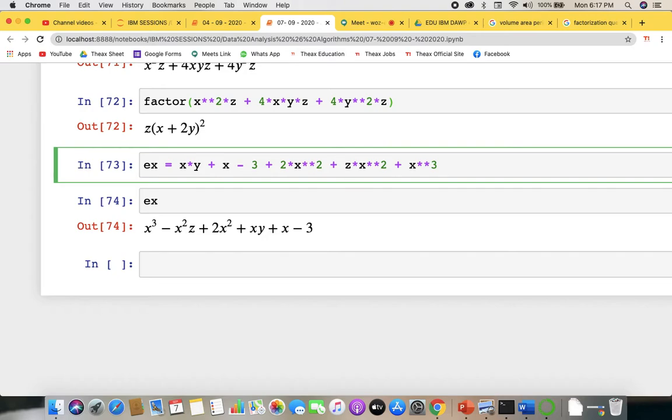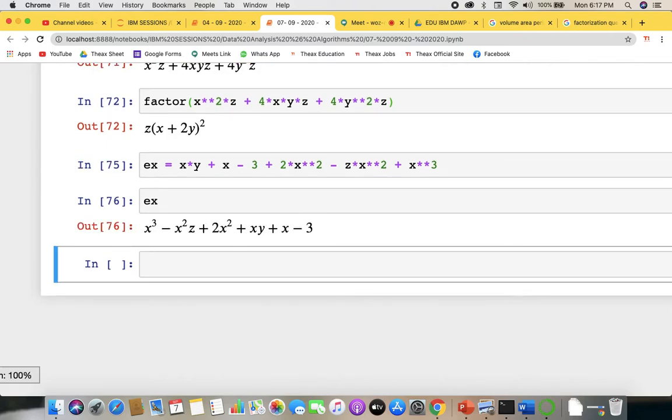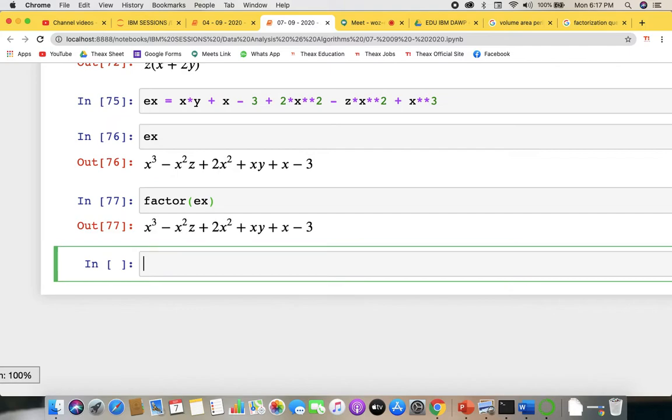Why? I've already written minus over there. Why is it coming plus? It should be minus. So, if the equation is x cube minus x square z plus 2x square plus xy plus x minus 3, then if I use factorize, is there a factorization of this? Can you get it there? No, right? So here I'm going to use collect.